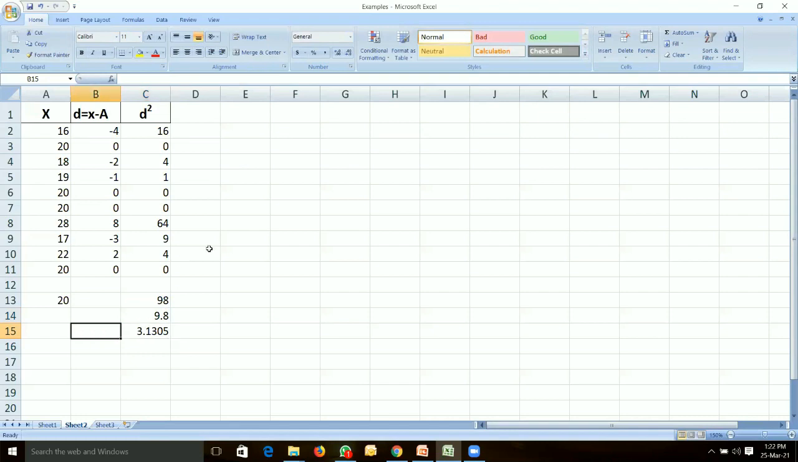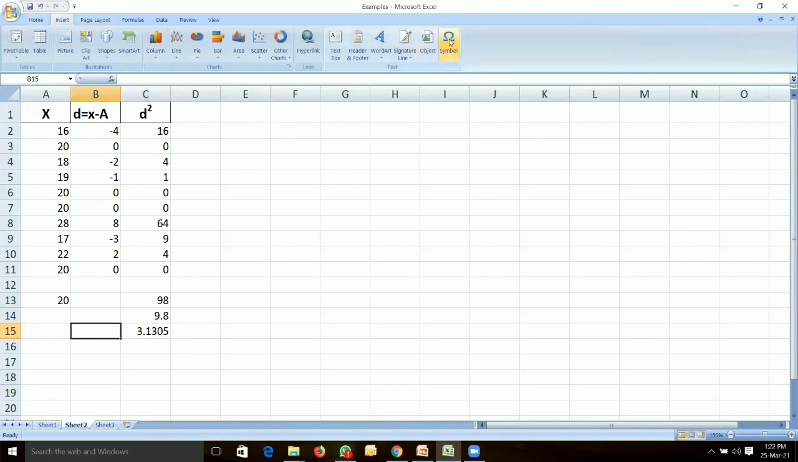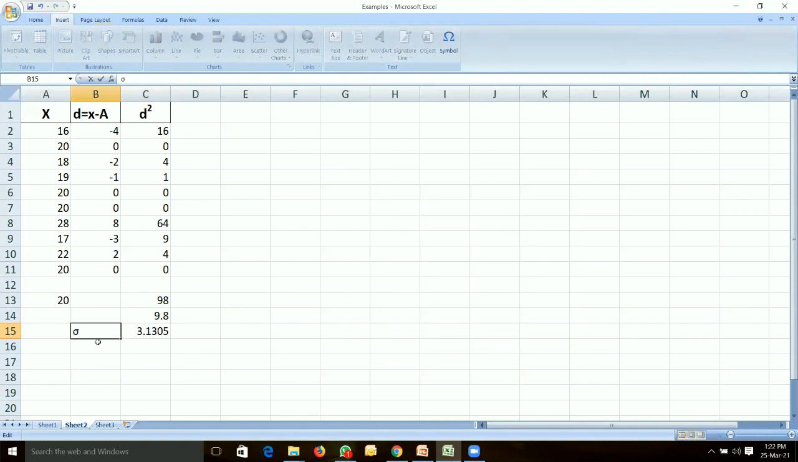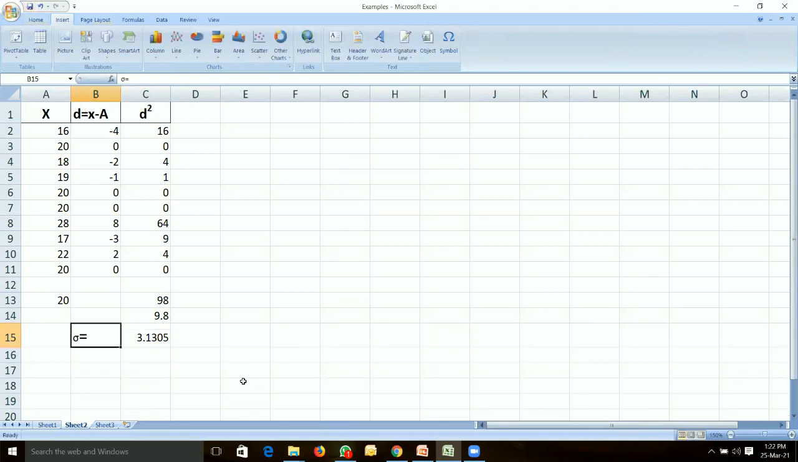So this is our sigma, that is standard deviation. So sigma is equal to 3.1305. Okay, got it?